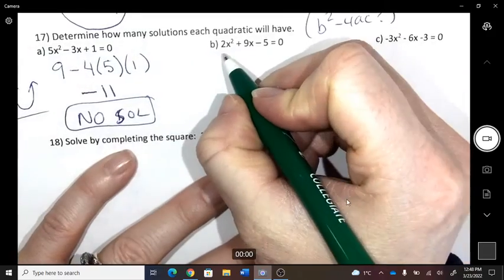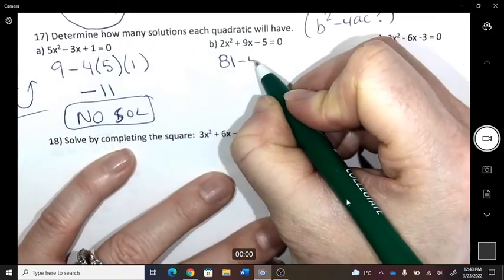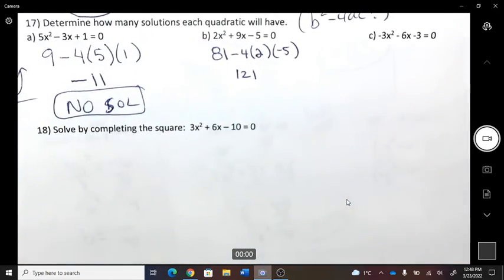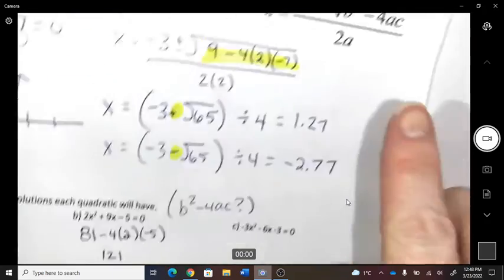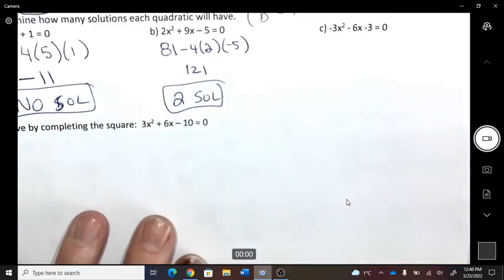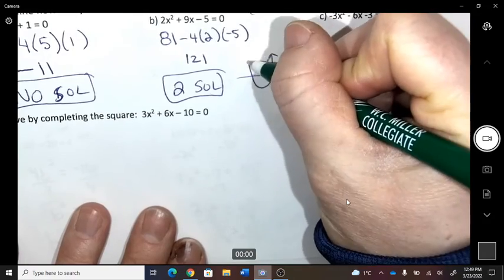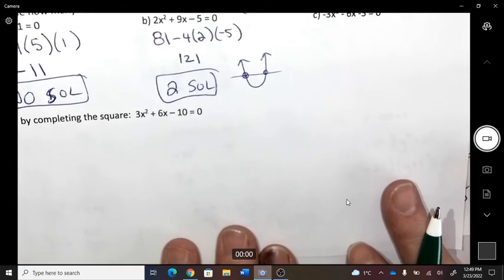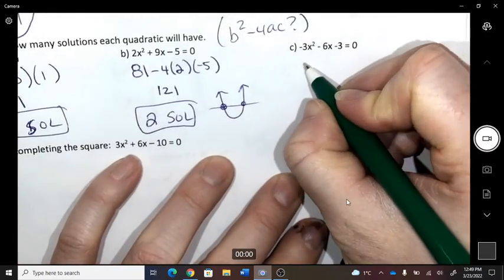Okay, same thing. B squared, so 81, minus 4, 2, negative 5. Okay, I got 121, that looks okay. So in the formula, this part would have been plus minus root 121. Well, that will create two solutions, right? So visually, that's kind of what the idea is. There'll be two x-intercepts.